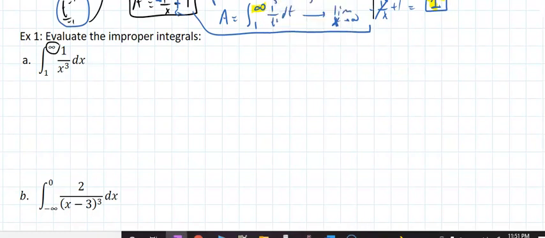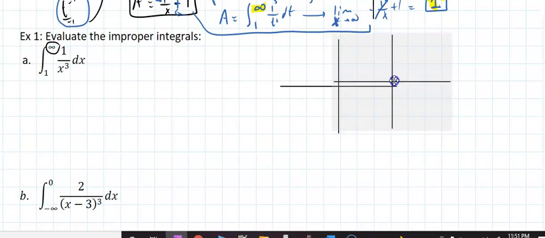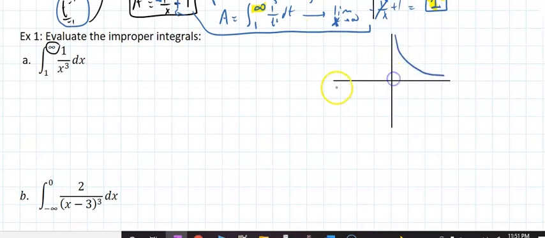If I look at the graph of 1 over x cubed, well, that looks like this. And if I want to integrate from 1 all the way to infinity, I want to find all of that area. Well, the fact that this is not a number, that's where the improper comes in. Normally, it's the integral from a to b, in which a and b are actual numbers, real numbers.